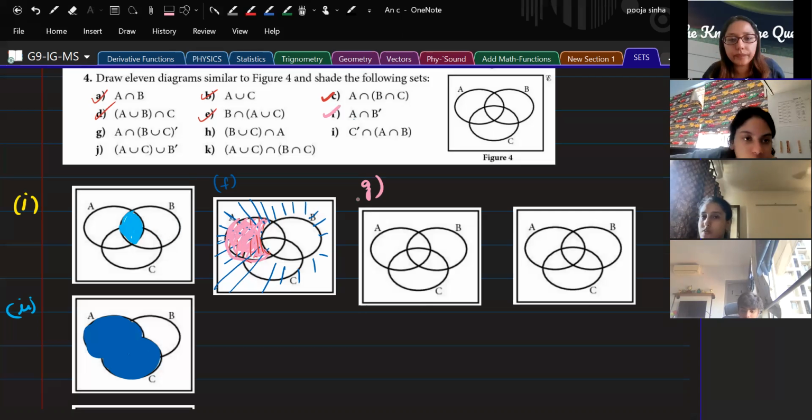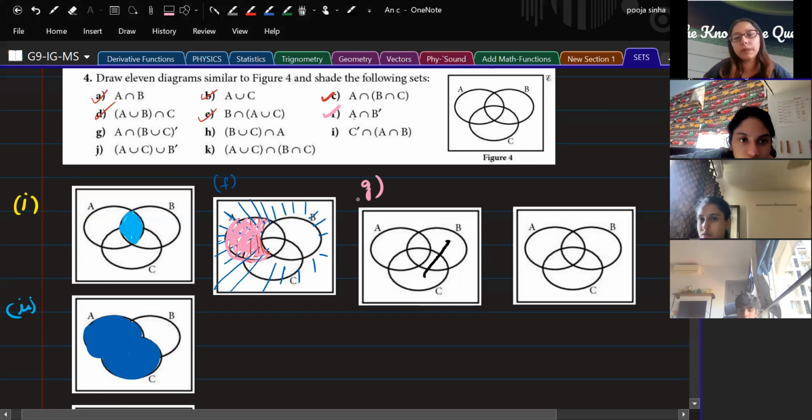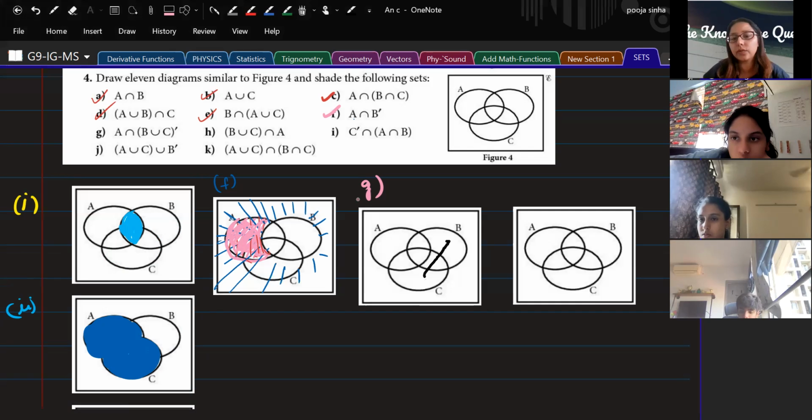A intersect B union C complement. Okay, so B and C. First tell me what B union C will be, then what its complement will be. It will be these two, right? B union C will be this. But we want B union C complement, so what should that be? Is it only A? Oh, it's everything but B and C. So first let's highlight that.